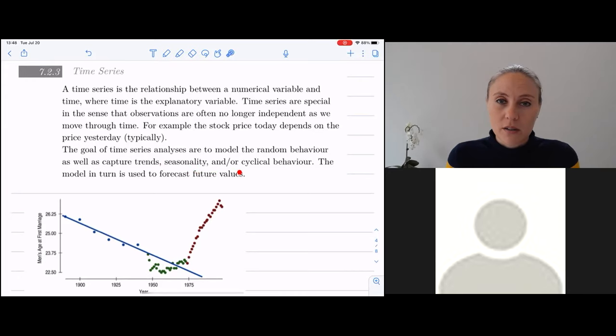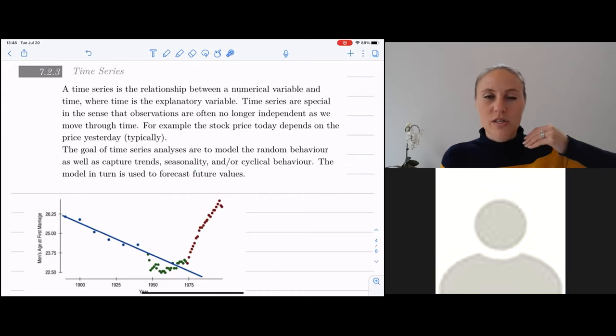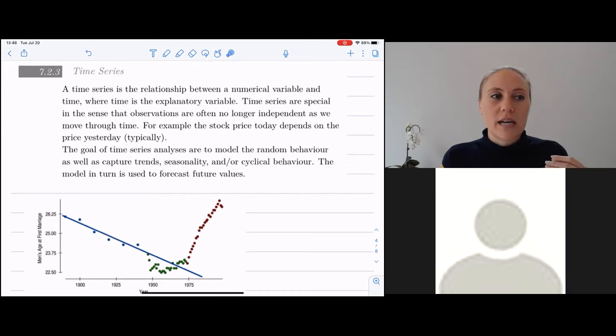And then we could have cyclical behavior. Cyclical behavior is not necessarily seasonality, but where at some point it just kind of starts over again. So it doesn't have to do with a certain time in the year, right? But it could be, okay, every 4 years it starts over and then it plummets and then it goes back up, and then it plummets and then it goes back up, right? That would be cyclical behavior.